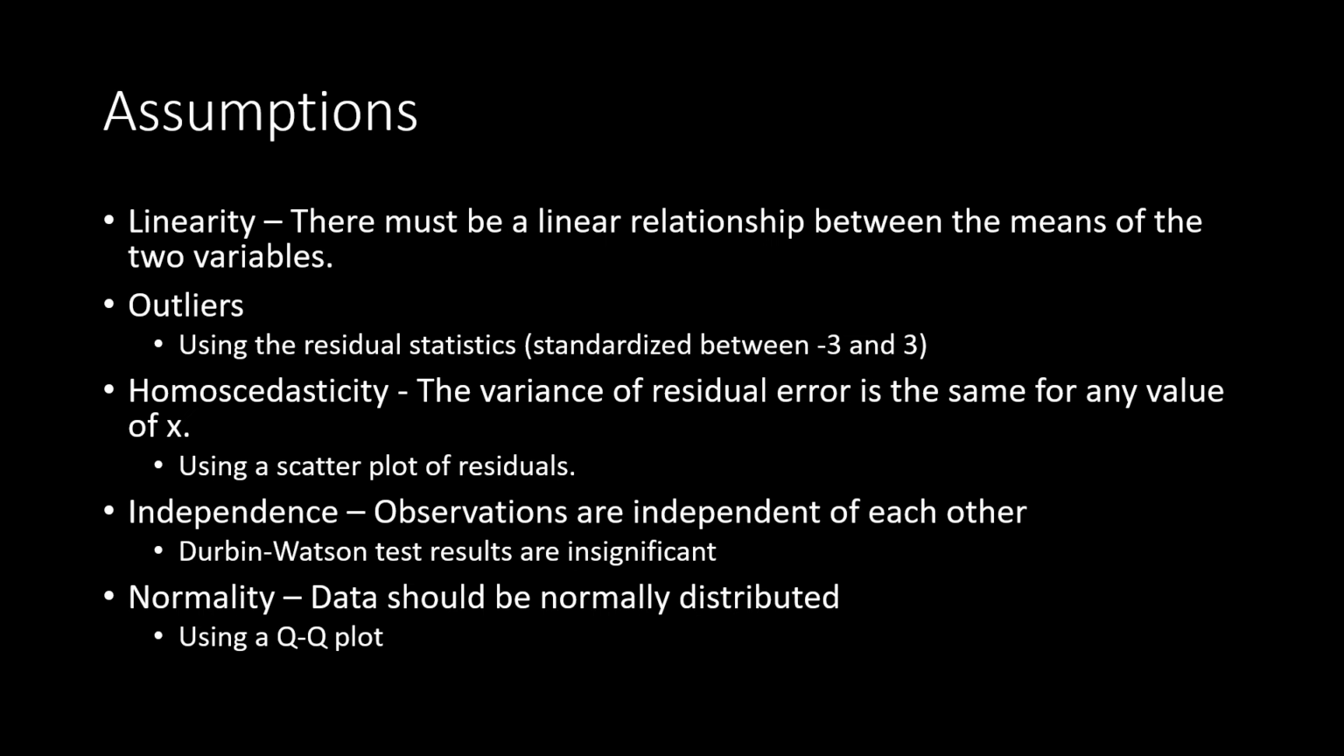Third, we need to test for homoscedasticity, which is the assumption that the variance of residual errors is the same for any value of x. This can be checked with a scatter plot of residuals. Fourth, we need to make sure that there is independence of our observations. We can test this using a Durbin-Watson test, which we want to be insignificant. Lastly, we have normally distributed data. We can check this using a QQ plot. Now let's move on to setting up our dataset.